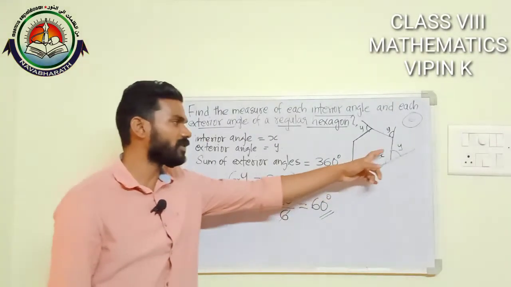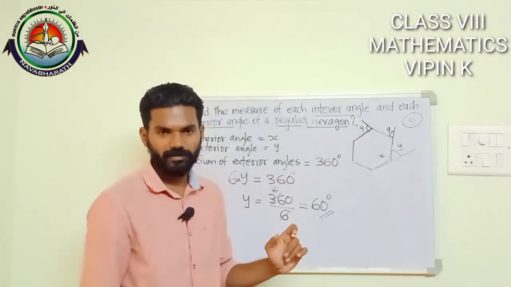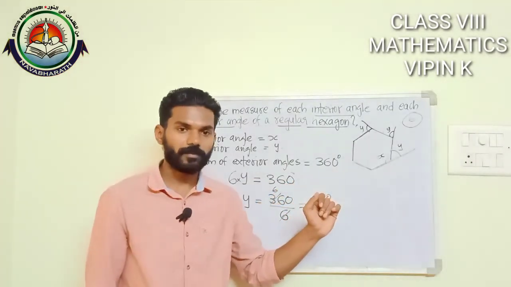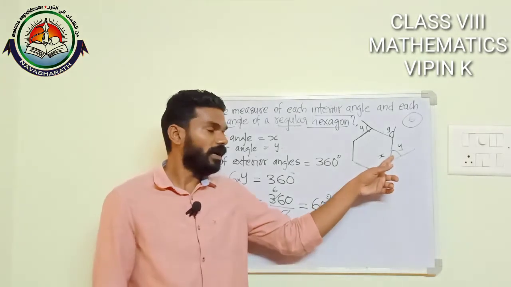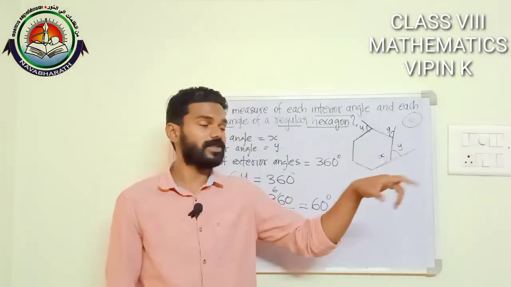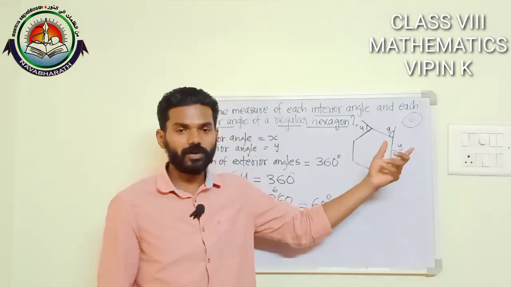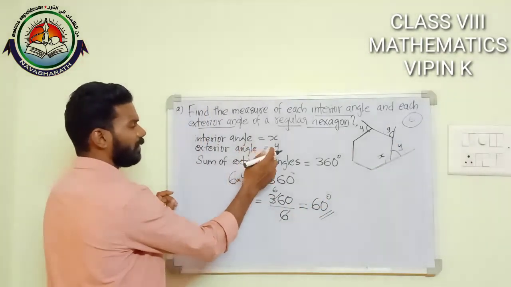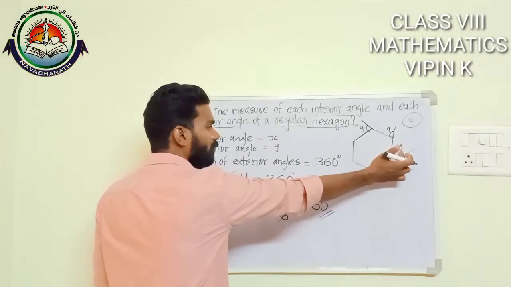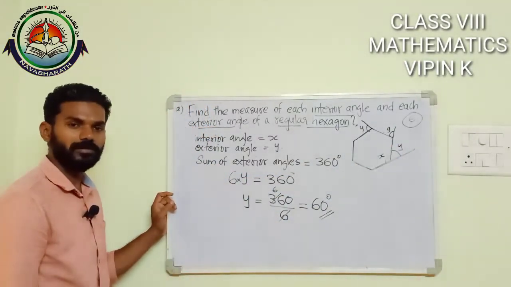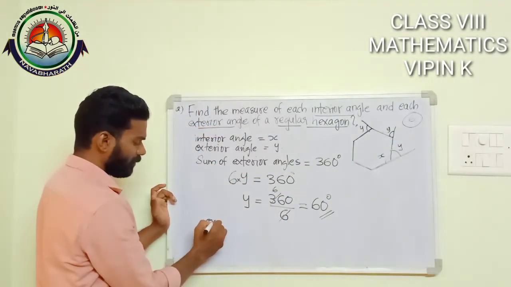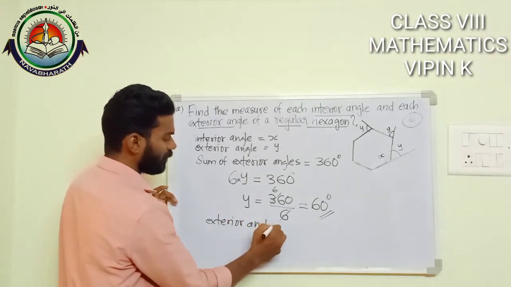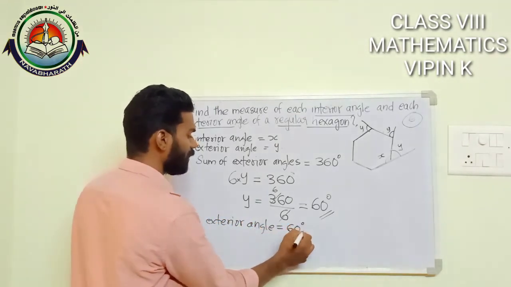And the Y is interior angle. Clear? So, sorry. And the Y is exterior angle. So the value of Y, which is the exterior angle, would be equal to 60 degrees. So we would get exterior angle is equal to 60 degrees.